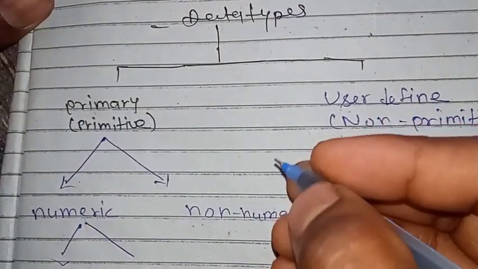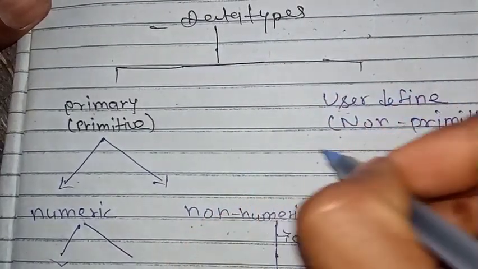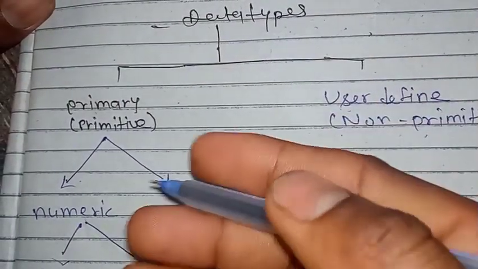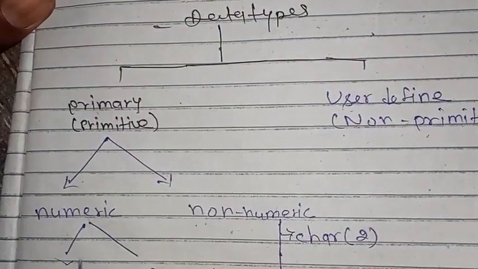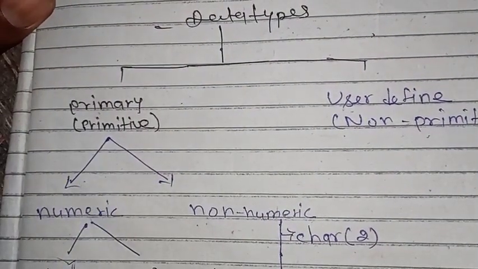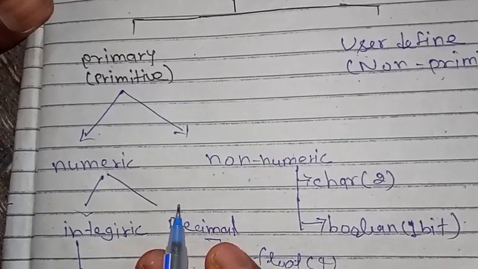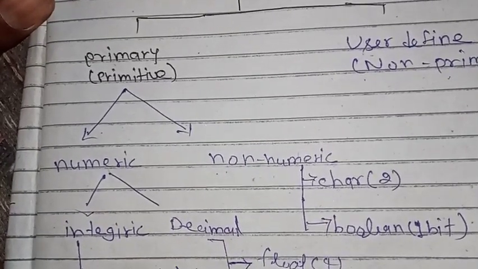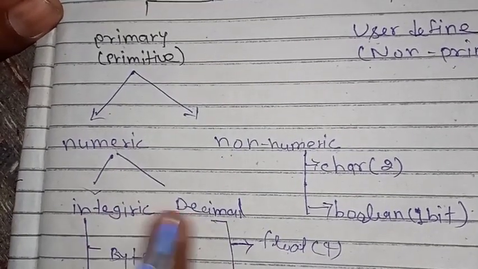Or you can say any type of text messages, or char values and booleans, etc. These are known as non-numeric values. First, I will discuss the numeric values. What are the numeric values in Java data types? First one is integers and decimals.